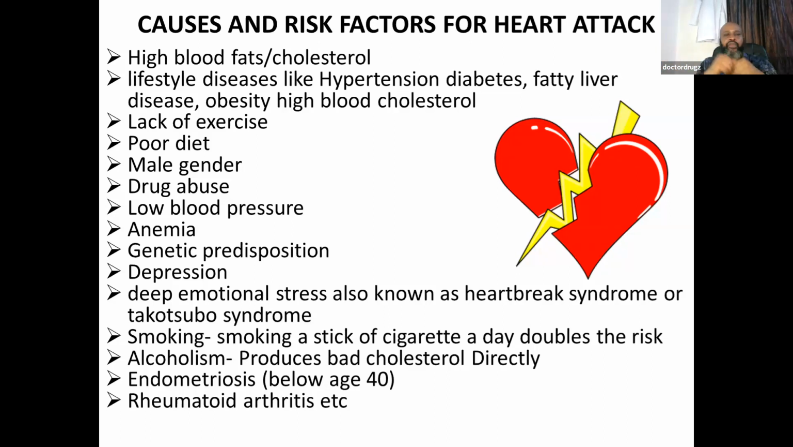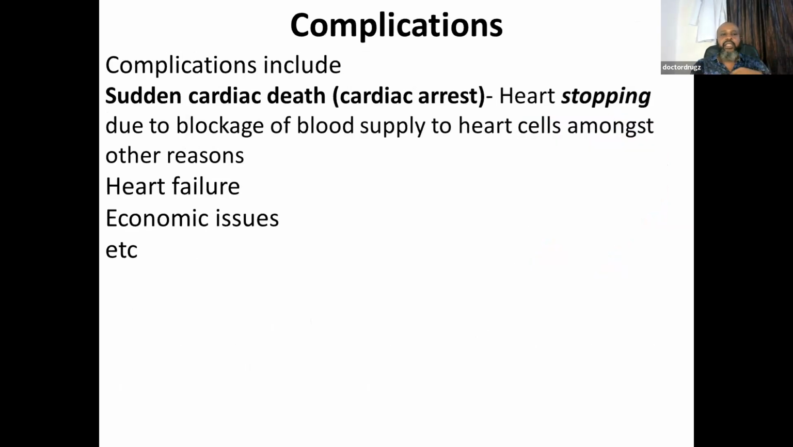Where will the blood supply come from? Alcoholism directly increases bad cholesterol. That's a very serious problem. And then we have endometriosis below the age of 40 as a risk factor, and rheumatoid arthritis, etc.